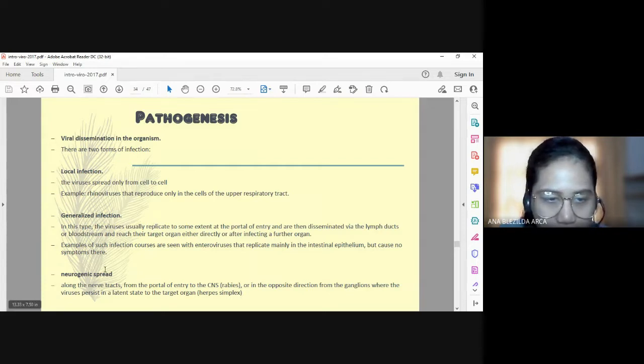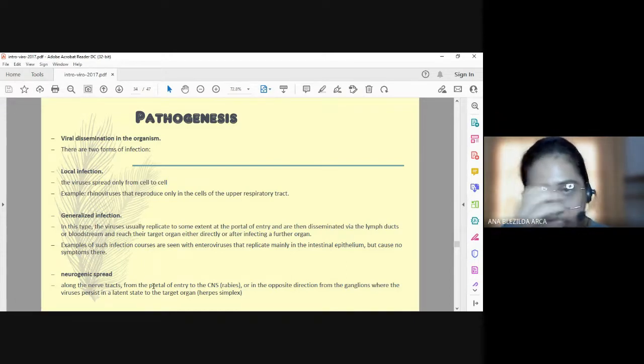Also, neurogenic spread, yung umaakyat sa utak. Ang example diyan is the rabies, right? Yung rabies from the skin papunta sa CNS. Another one is the herpes. So, pwedeng local infection lang siya, doon lang sa site of infection, or generalized na kumakalat talaga siya sa bloodstream, or neurogenic spread na paakyat siya sa CNS.